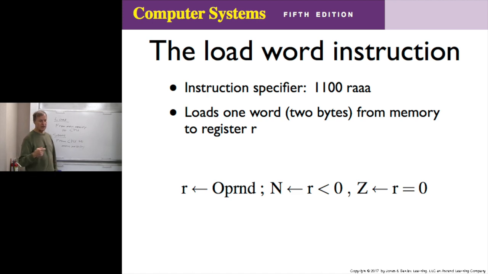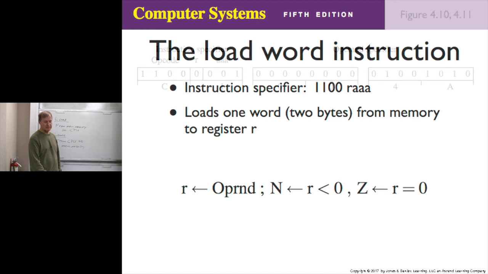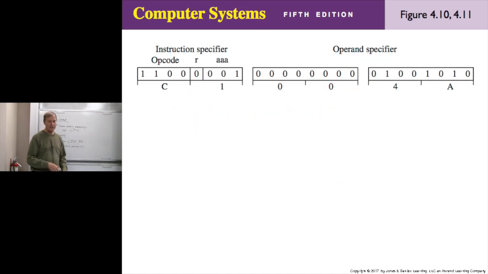So if what got loaded from memory into the register was all zeros, then the Z bit would be set to 1. Okay? All right, now in figure 4.10 and 4.11 is a specific example of exactly how this instruction works.